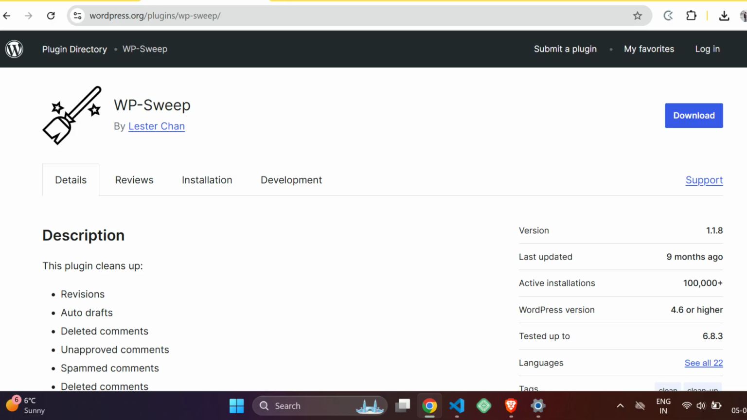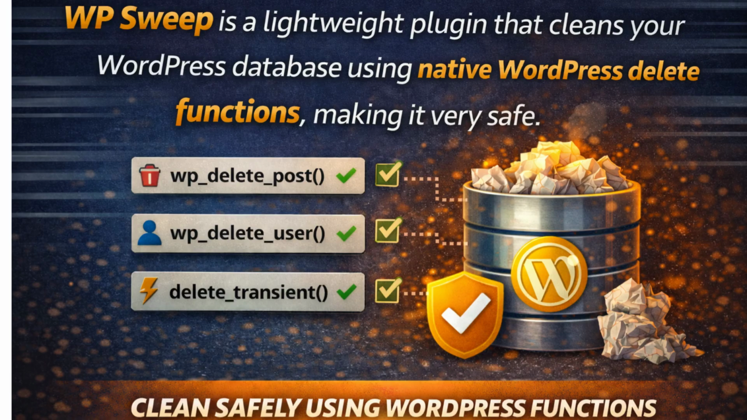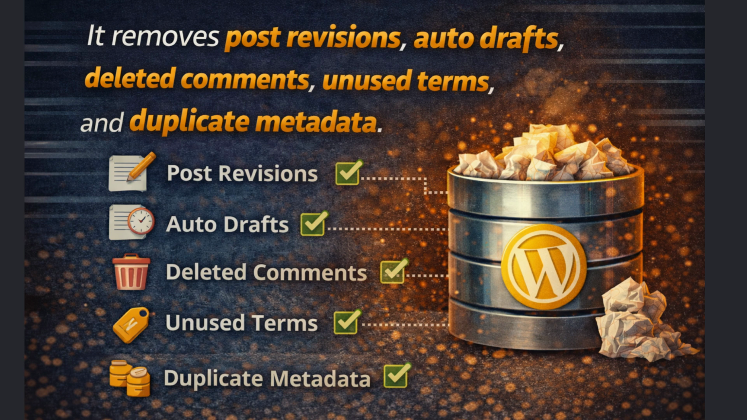Number 3, WP Sweep. WP Sweep is a lightweight plugin that cleans your WordPress database using native WordPress delete functions, making it very safe. It removes post revisions, auto drafts, deleted comments, unused terms, and duplicate metadata.